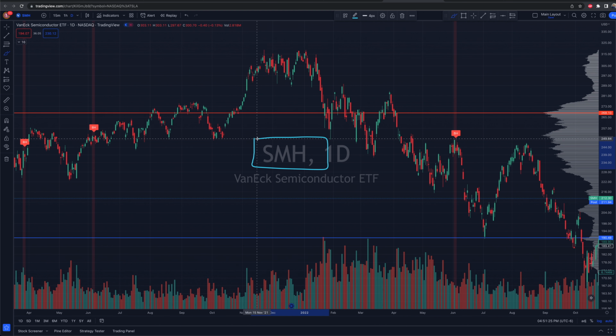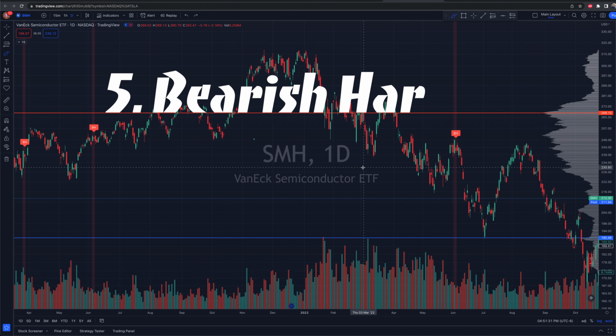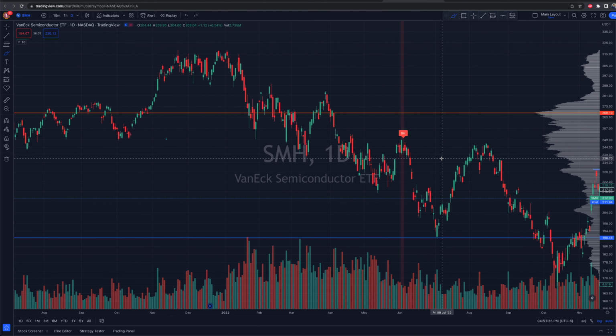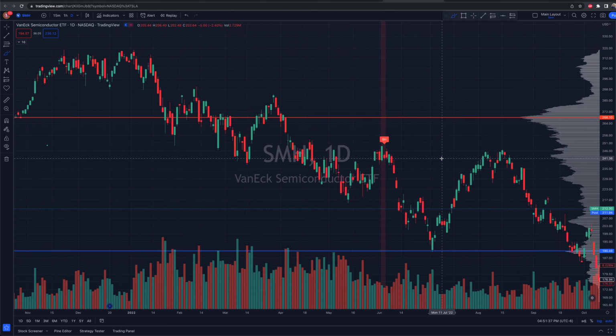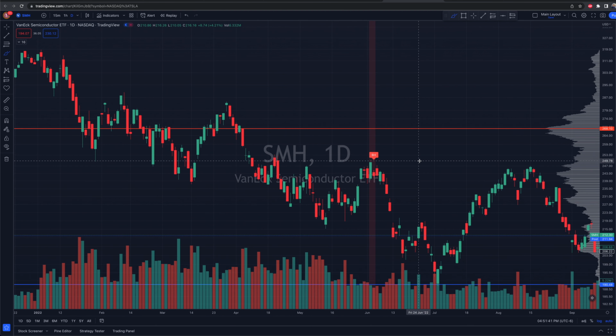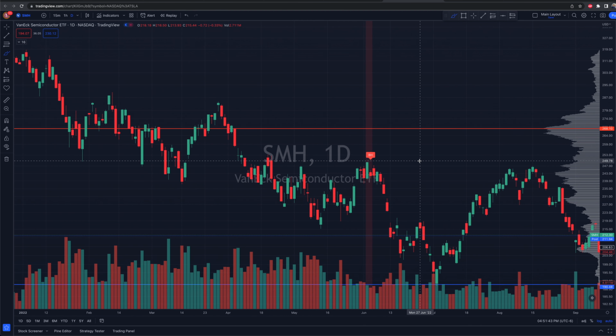That is the semiconductor ETF here on the 1 day chart, and we are looking for a BH, a bearish harami candle. Now, this is a pattern that is also not very common. You're not going to see it all the time like a bearish engulfing, which you'll see a lot more often. But when you do see it, it could be really, really useful. So what is this pattern?